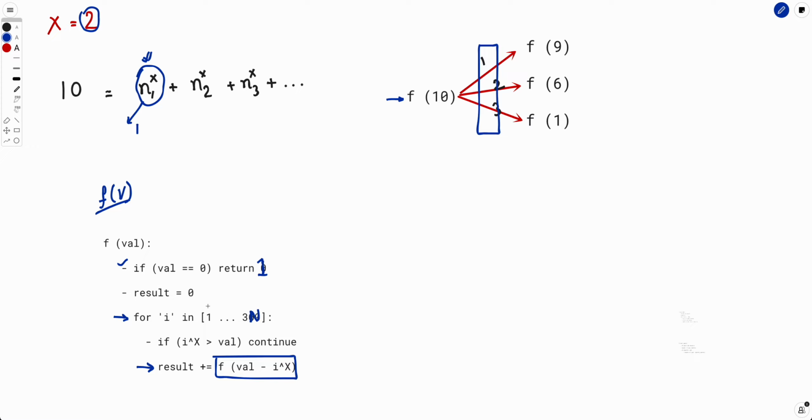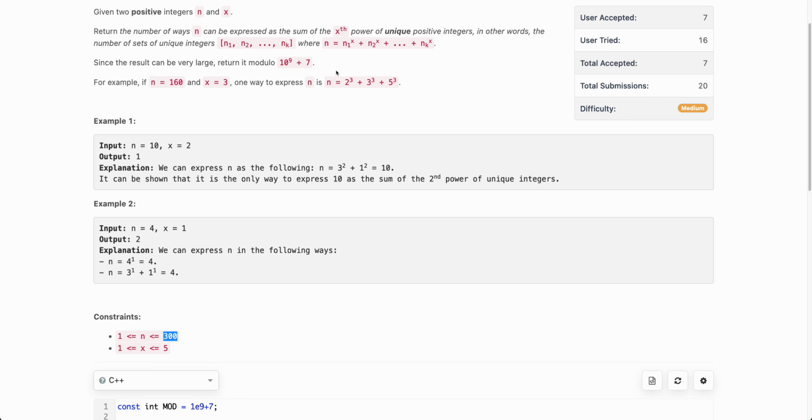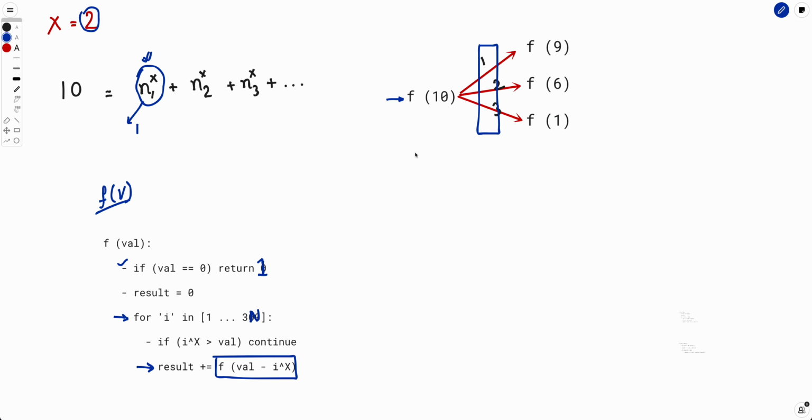So this works, but this is not fully correct, because the problem asks us to find the unique positive integer set. In this particular solution, it may be possible that f of 9 will also choose 1 and will call, okay, give me the value of f of 8, right? It is very well possible. So because there will be two 1s in this scenario, the number of ways that you will be getting through this should not be counted in the required result, right? So basically, currently there is no way to understand whether we are repeating numbers or not. And because you don't want to repeat numbers, you need a way to make sure that you are not repeating numbers.